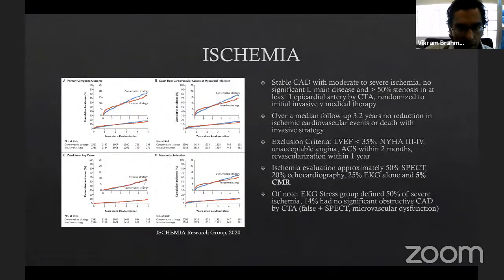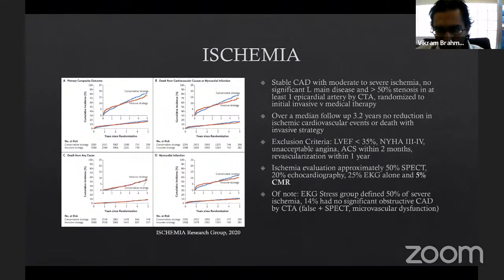So again, I think these are just important things to think about when we want to talk about what's the utility of functional testing and where might we use it. The trial wasn't designed to evaluate different stress modalities, and it wasn't designed to compare anatomic versus functional testing. But it certainly does suggest that a CT first strategy might work because we could rule out high-risk disease and patients with moderate to severe ischemia can safely be managed that way.